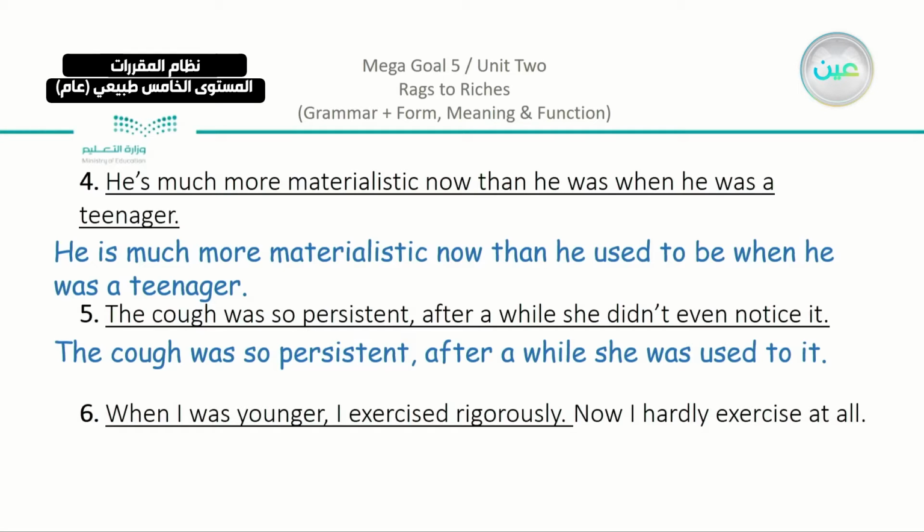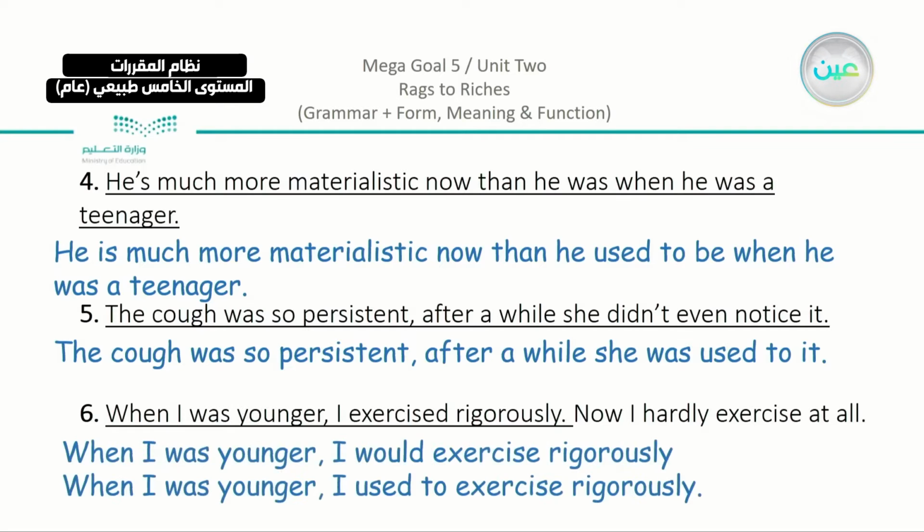And the last one, when I was younger, I exercised rigorously. Do you remember this word, rigorously? Now I hardly exercise at all. So we have here, when I was younger, I can say either I would exercise rigorously, or we have here, when I was younger, I used to exercise rigorously. So here it's the same form, but one time I used would and the other time I used to.